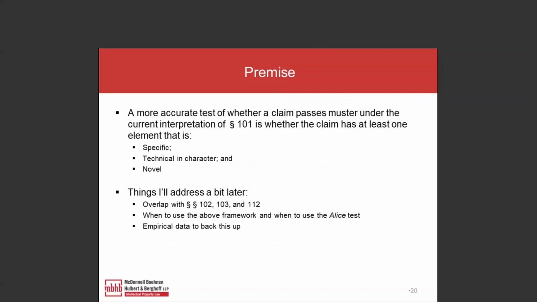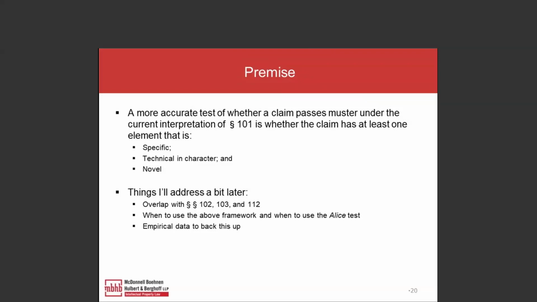So I believe that a more accurate way of thinking about Section 101 is not to focus so much on the definition of abstract, which is now this complete legal fiction. It doesn't make logical sense. And instead, if you want to know whether a claim is going to pass through the current interpretation of Section 101 and the statutory interpretation, the Alice test, and so on, you want to have at least one element that is specific, technical, and novel. Those are the 3 factors.